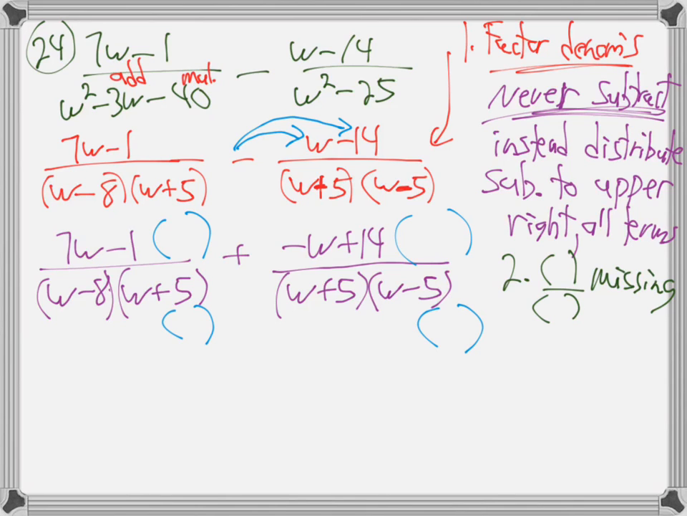We're going to fill in what the other one has, make the bottom the same. So what is this denominator missing that the other one has? W minus 5. And you have to do the same thing top and bottom, so we're not changing anything. So W minus 5 top and bottom for the left fraction. What about the right fraction? Yeah, the W minus 8 is missing. W minus 8, W minus 8, top and bottom. Now the two denominators are the same, aren't they? This and this are exactly the same.